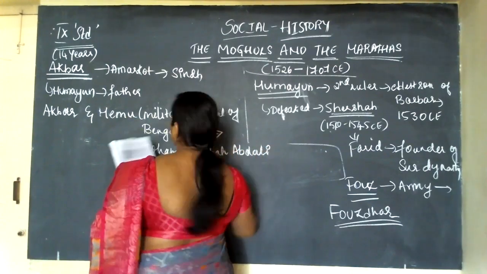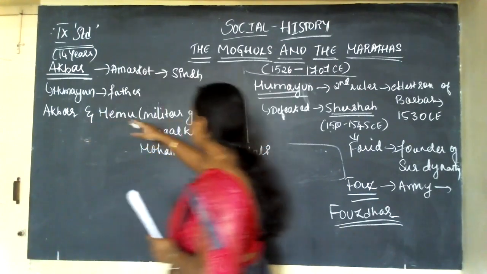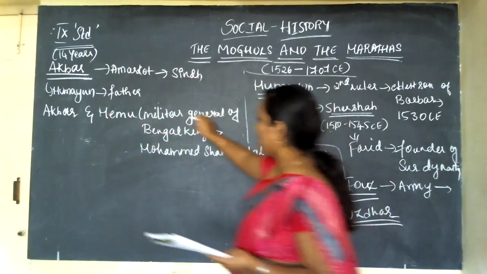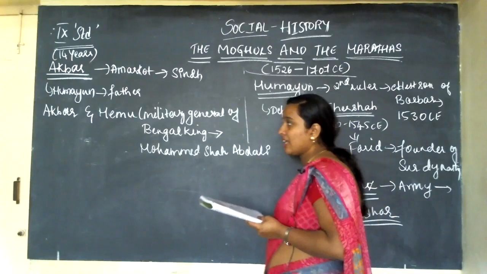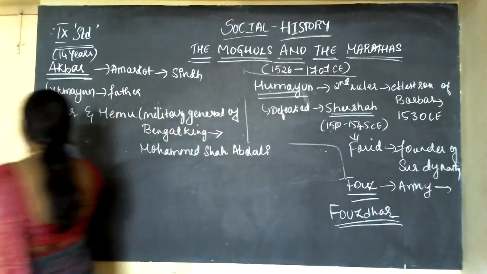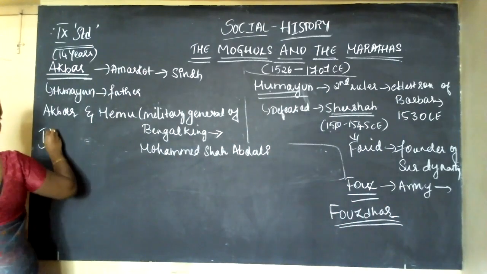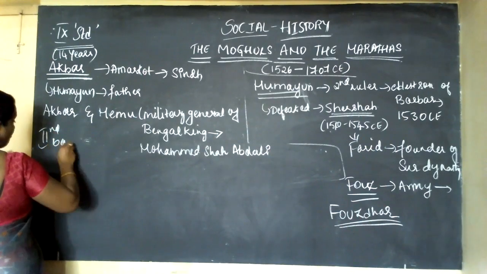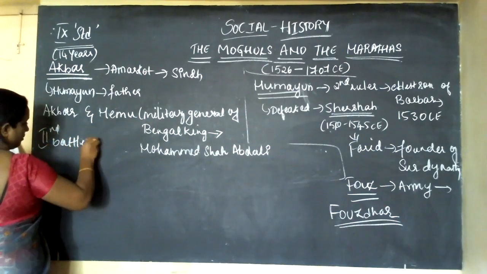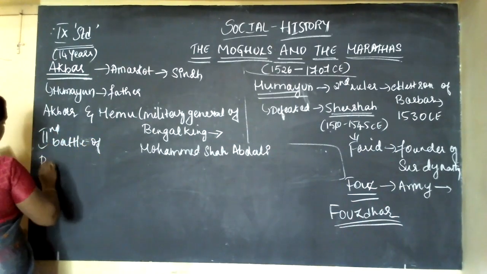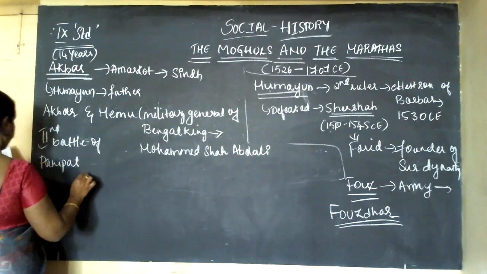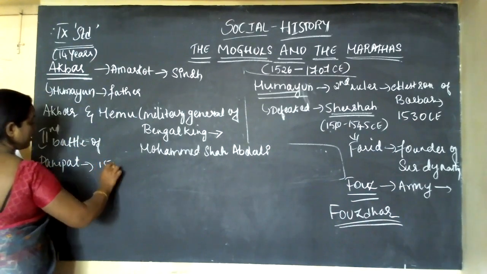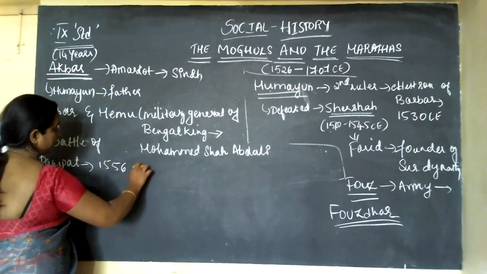Understood? The second battle of Panipat was fought between Akbar and Hemu, a military general of the Bengal king under Muhammad Shah Adil. The second battle of Panipat was fought in the year 1556 CE.